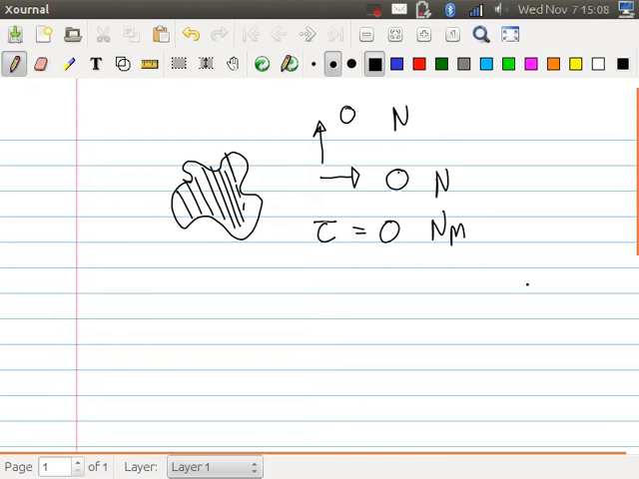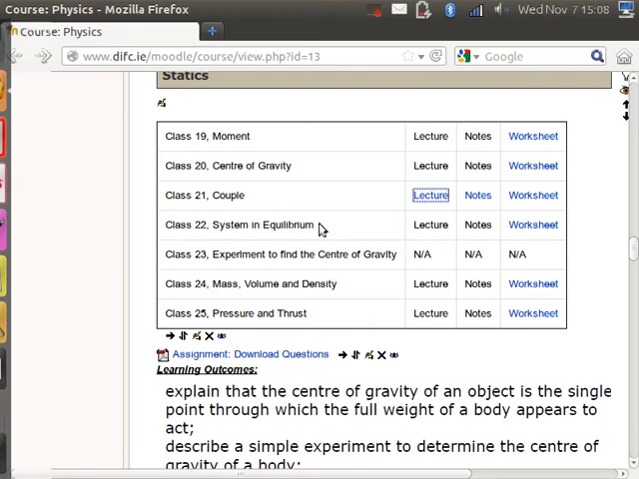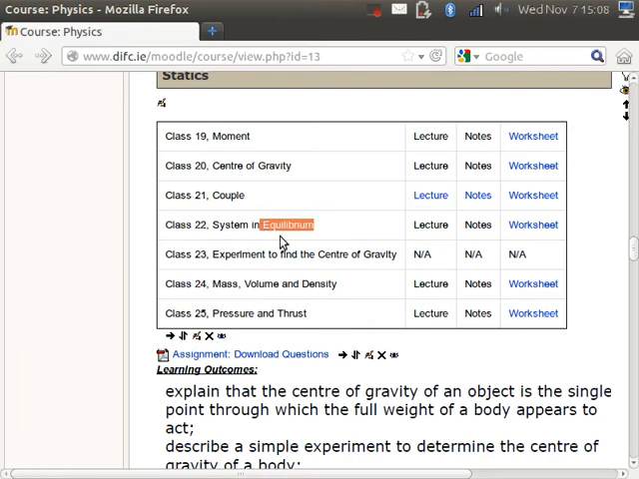Stationary. Yeah, we're getting closer. Not quite stationary, but we're getting closer. Any ideas? Motionless. I'll show you the word here. It's this. Equilibrium. That's the word that means not moving or not rotating, not turning. So if I tell you it's in equilibrium, what does it mean? It's not moving and not turning.